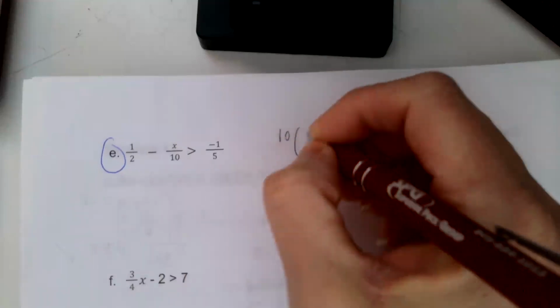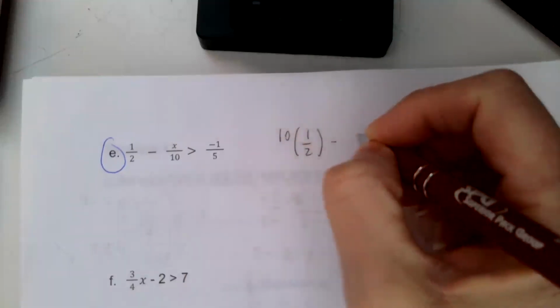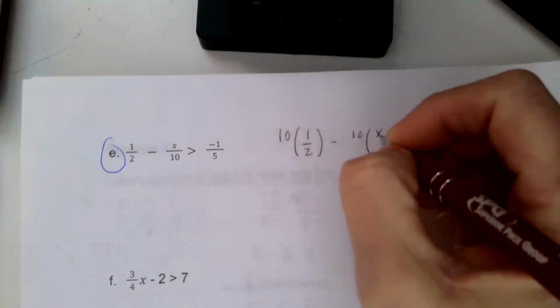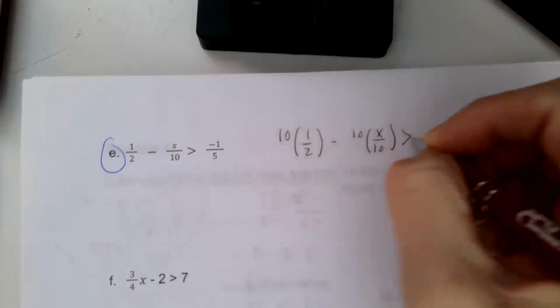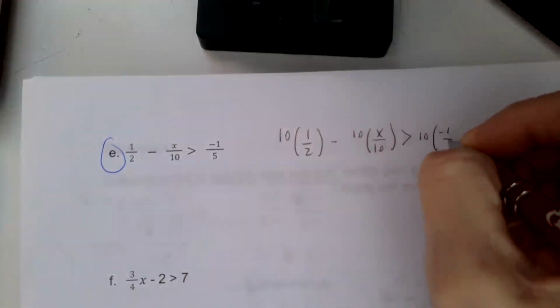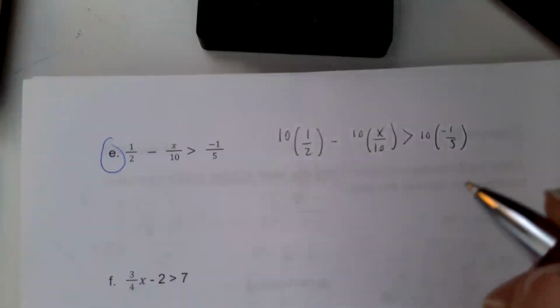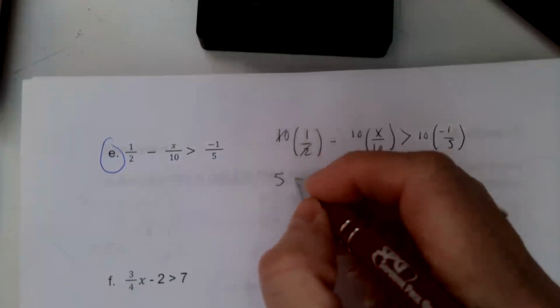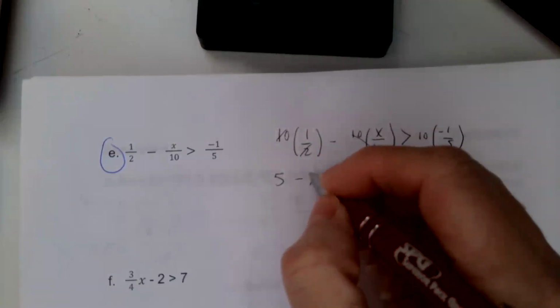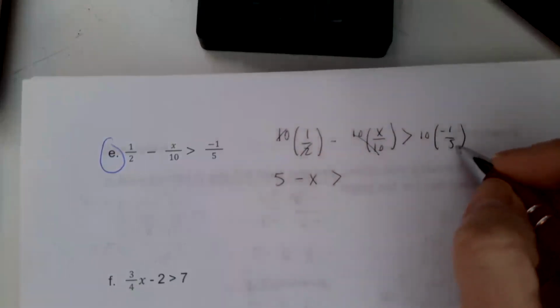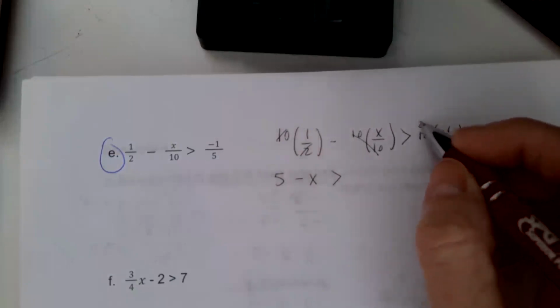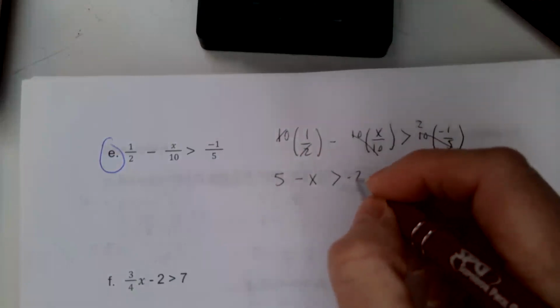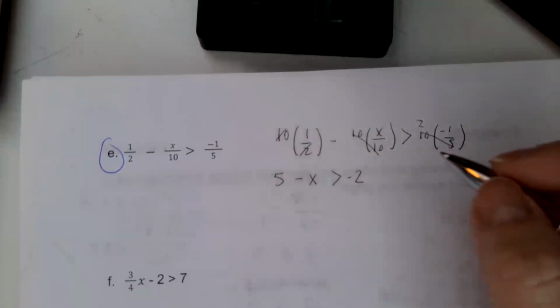So 10 times 1/2 minus 10 times x over 10 greater than 10 times -1/5. Okay, so 2 goes into 10, 5. So I've got 5 minus, my 10s cancel, so x greater than, 5 goes into 10 2 times, so 2 times -1 is -2.